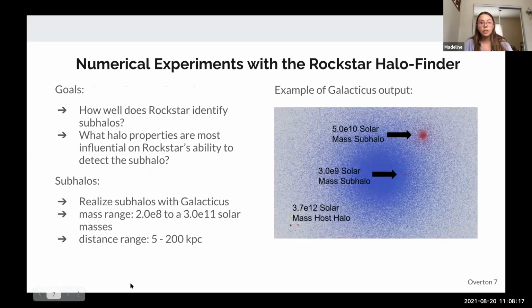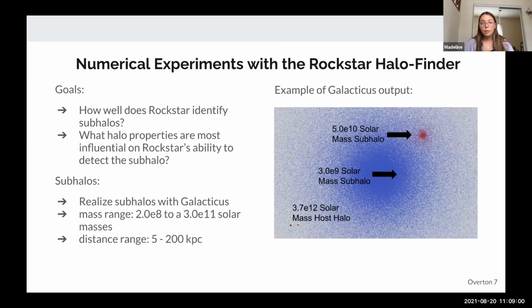And so our main questions in this project have been: when does Rockstar find a subhalo? How well is Rockstar able to find the subhalo? And also, what properties are most influential on Rockstar's ability to detect the subhalo? I've been using the halo and subhalo generating capabilities of Galacticus, a program developed by Andrew Benson, and creating controlled realizations of subhalos with known properties. The output of Galacticus is a very idealized n-body simulation, so I've been creating very smooth and spherically symmetric subhalos.